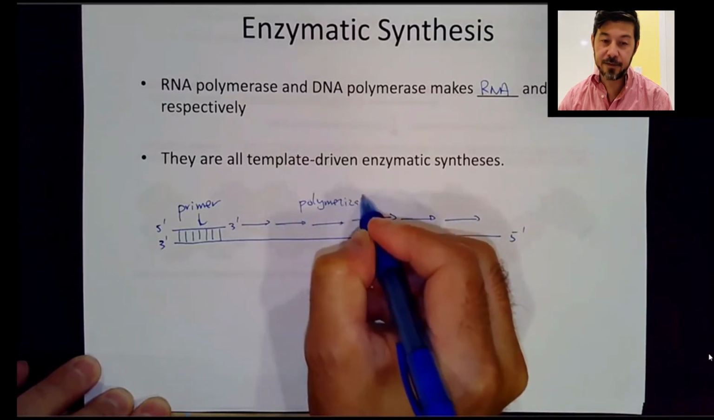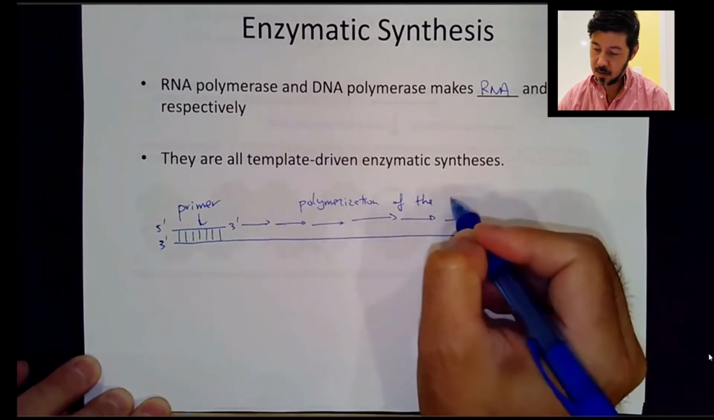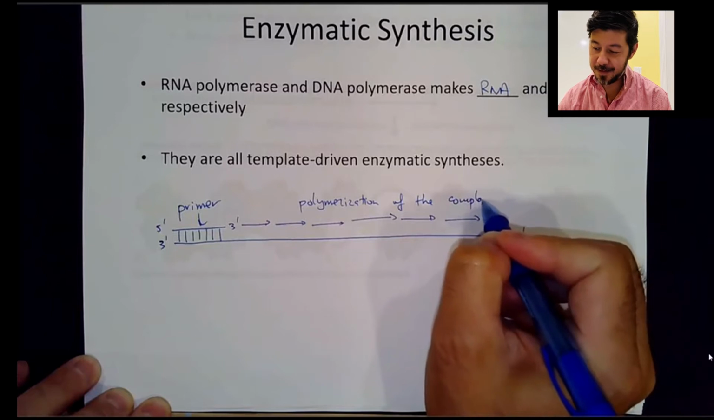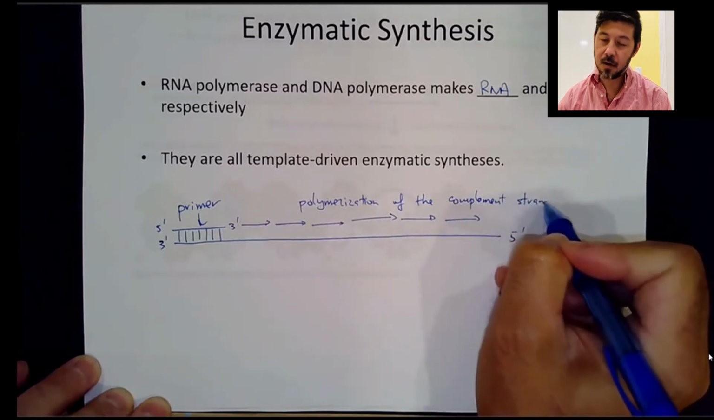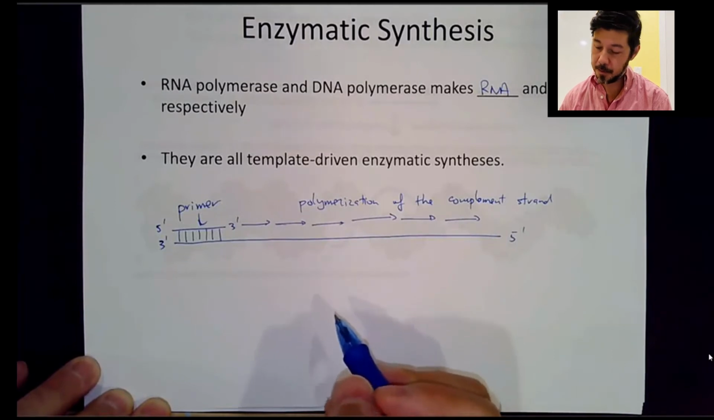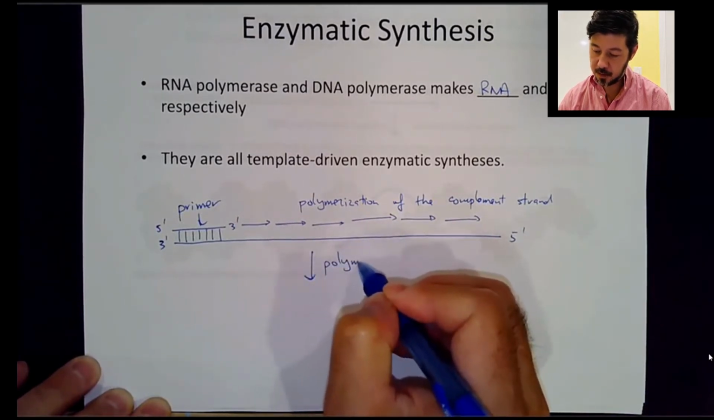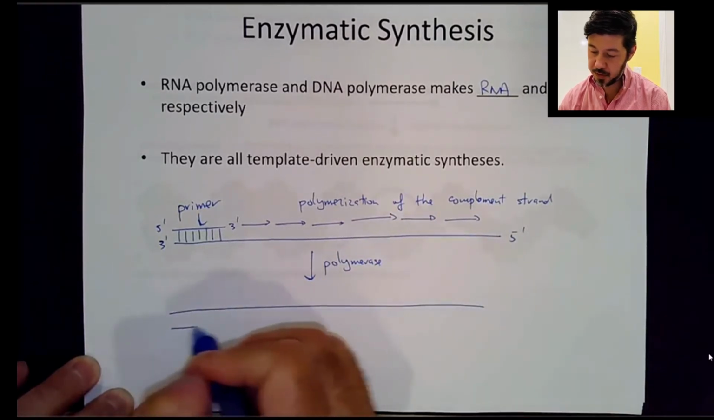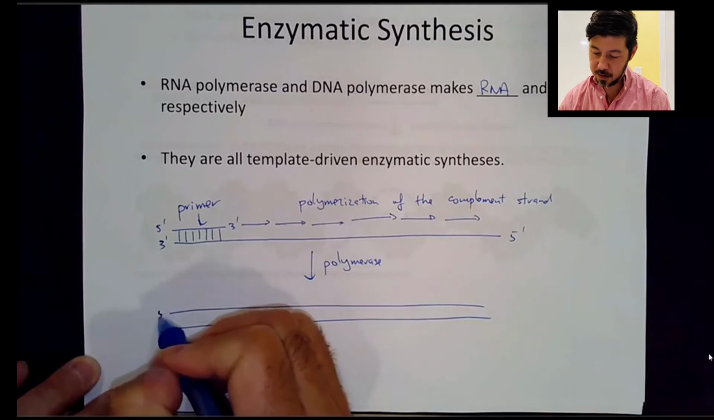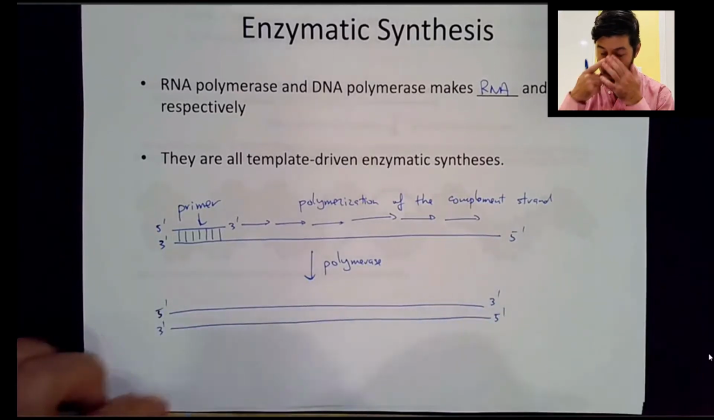This is a highly efficient process where tens of thousands of units are placed in per second. Okay, so highly efficient. So at the end of the day, you get now a fully double-stranded oligonucleotide, as I've shown here.